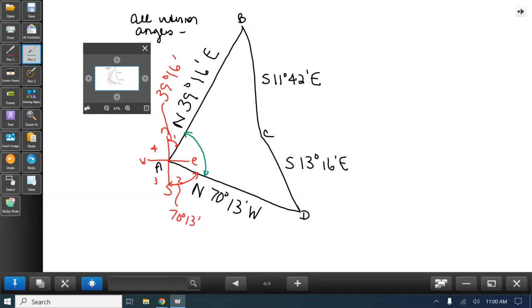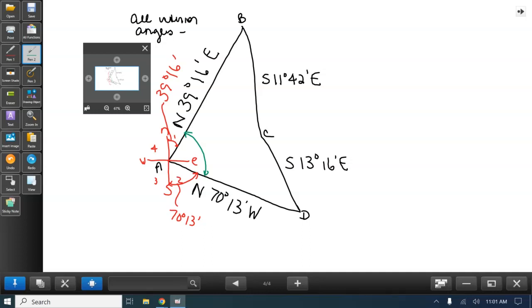I got the angle from north to the black line, which is 39 degrees, 16 minutes. I got the angle from south to the other black line, which is A to D, 70 degrees, 13 minutes, and I'm looking for the angle between the two lines. So it's 180 minus those two added together.